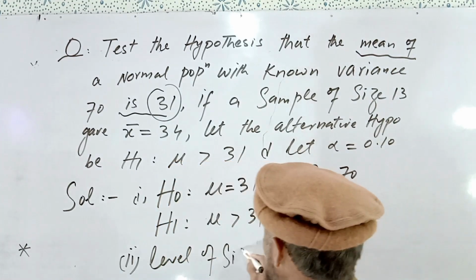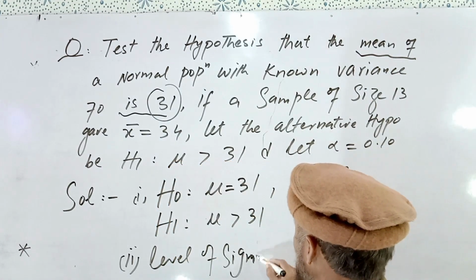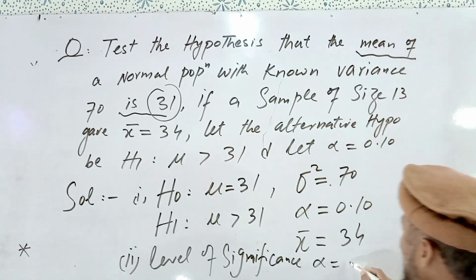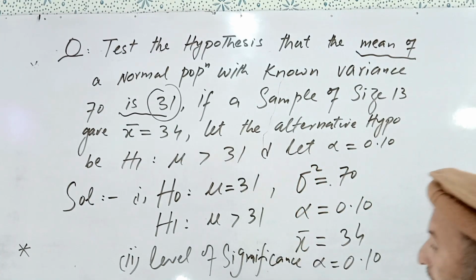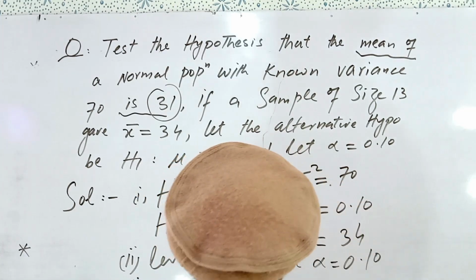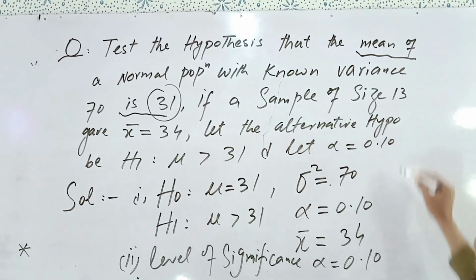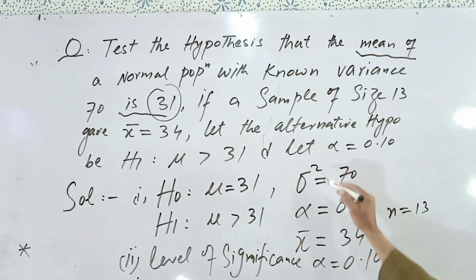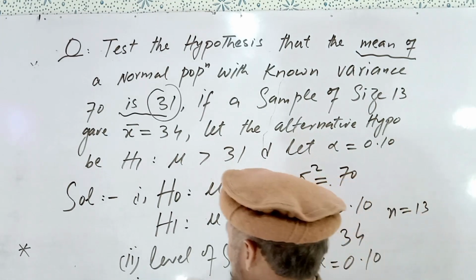Level of significance, that is alpha is equal to 0.10. And the third step, we need the sample size, which is also given: 13. So sigma is known. Test statistic.